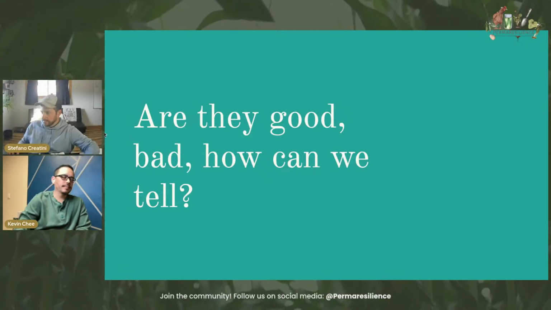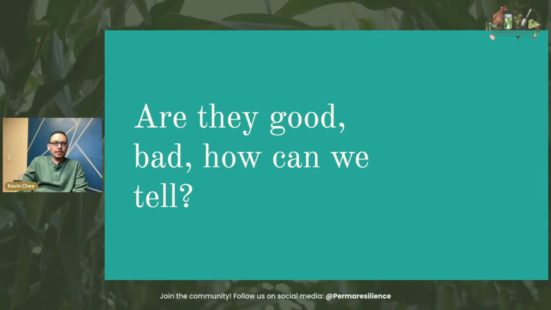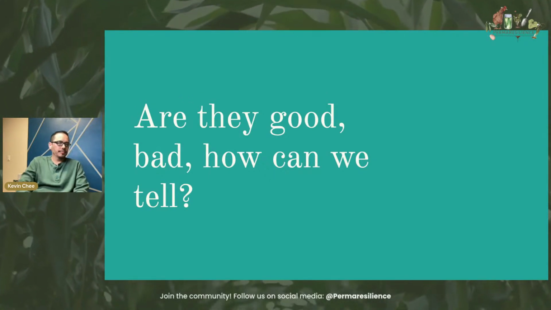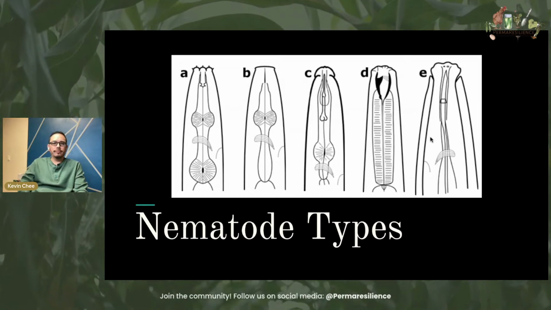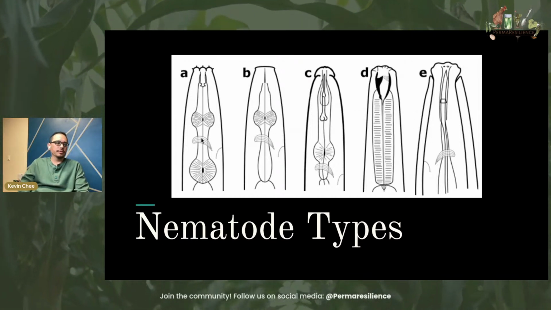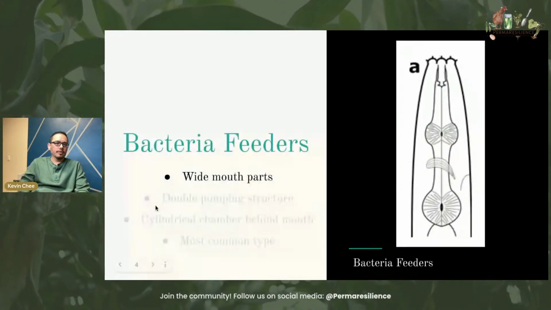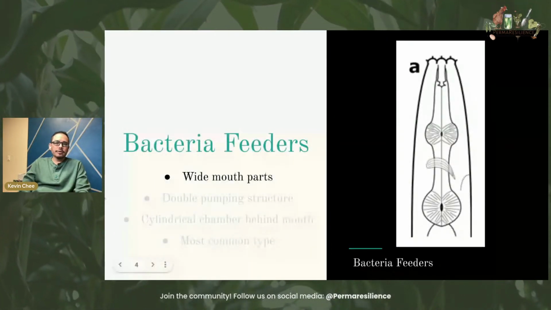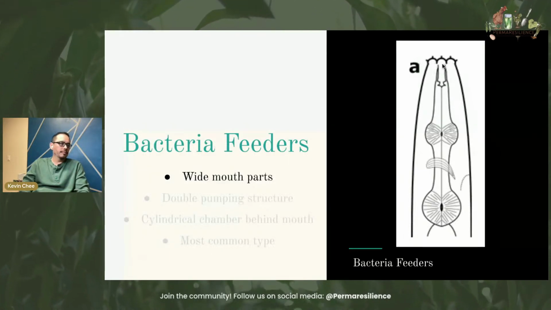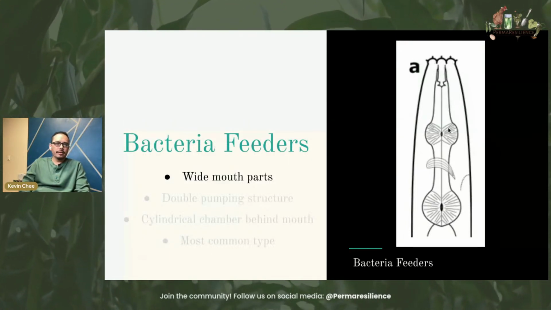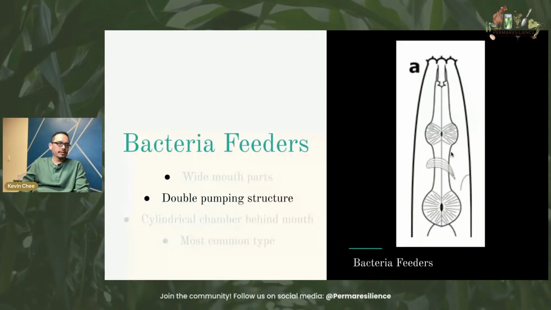Yeah. Okay, cool. So soil nematodes, are they good? Are they bad? How can we tell? These are essentially the 5 main types of soil nematodes. First, we'll go over the first one, bacterial feeders. These are identified by the wide mouths on the opening of the front of their bodies. They have a double pumping structure in the front part of their bodies.